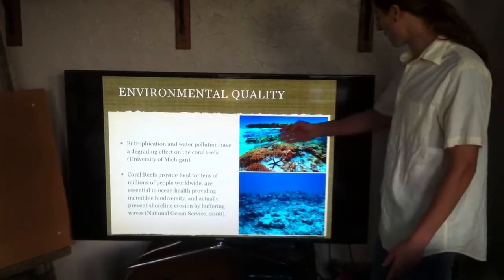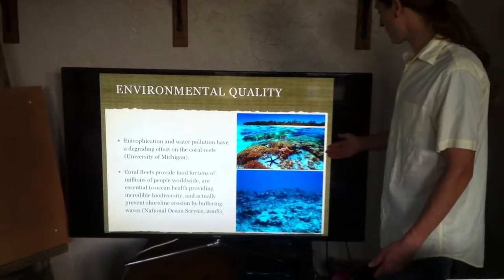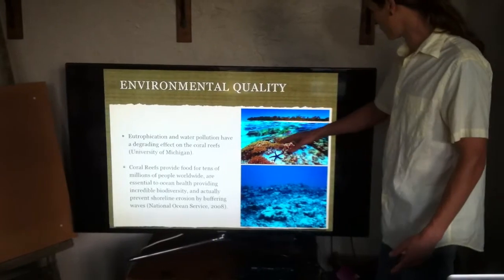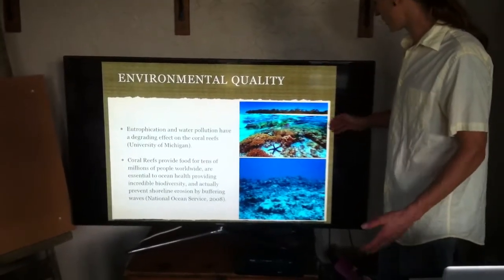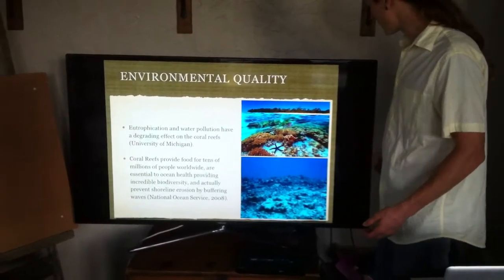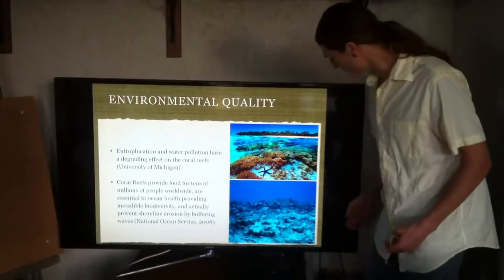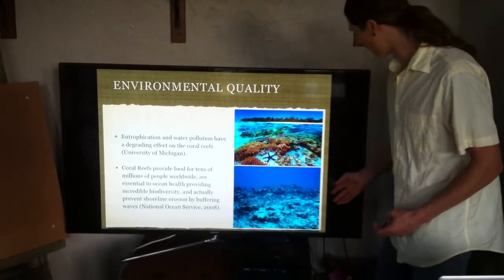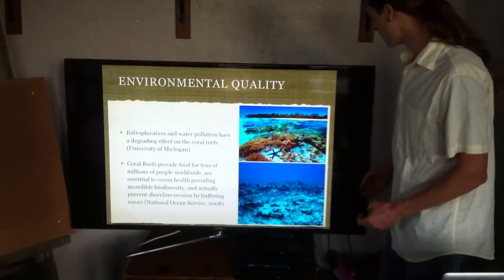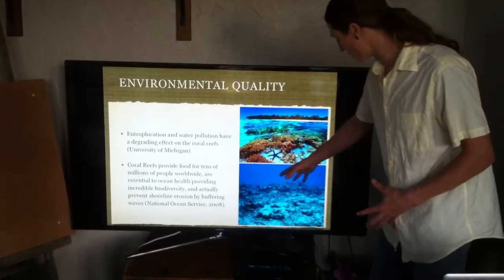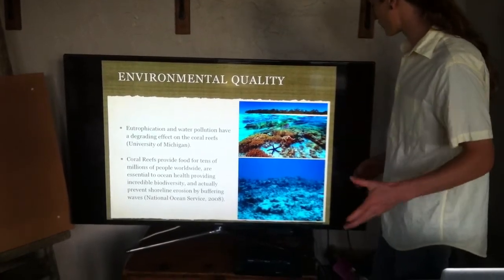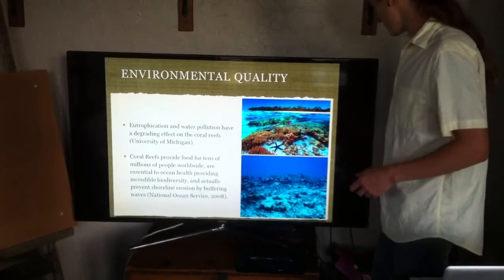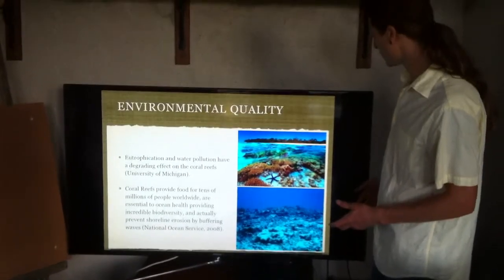So here above we have a healthy reef, where you can see that the water is quite clear, no sedimentation, no eutrophication, and look how beautiful that is. Here, on the other hand, is a highly degraded reef, very murky water, lots of sedimentation from runoff, and probably highly eutrophied.